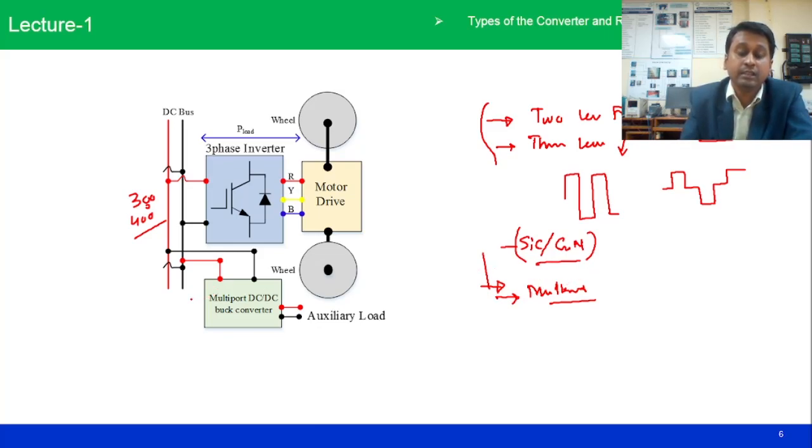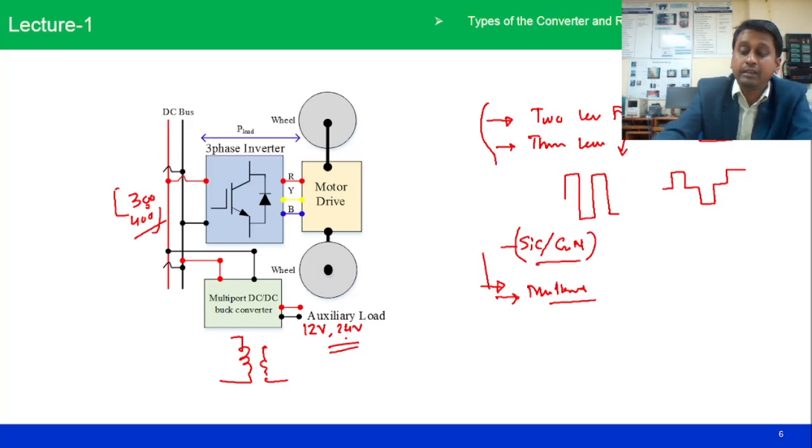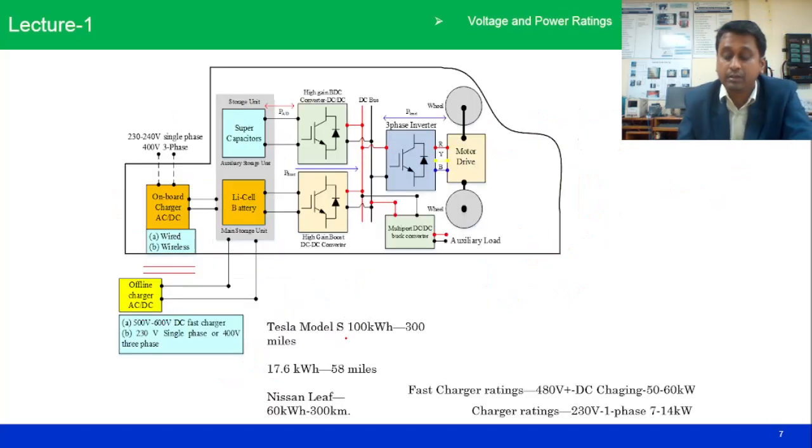Another section is the lighting load. As I have already mentioned, different lighting loads or speaker loads can be managed by a multi-port DC to DC buck converter, because it is directly coming from 300 to 400 volt, and that conversion can be done through an isolated converter. Isolated converter means there is a transformer, so the transformer turns ratio we can adjust, and for that we are able to derive 12 volt or 24 volt to run the electric vehicle lighting load or music system load. And finally, the rating of the system.